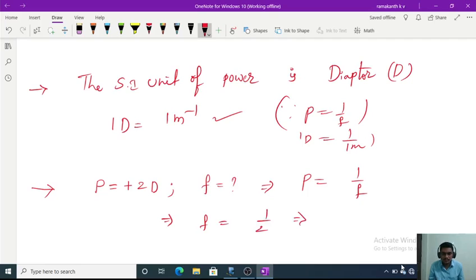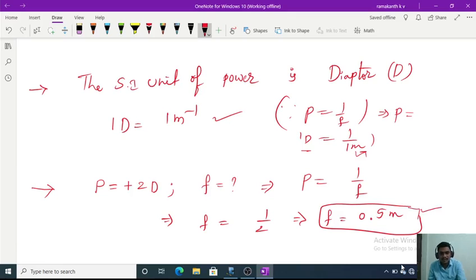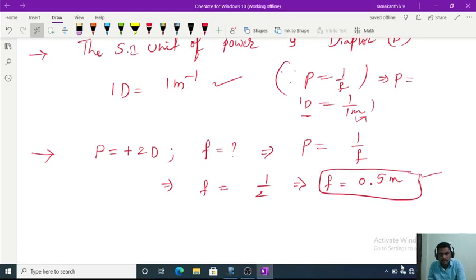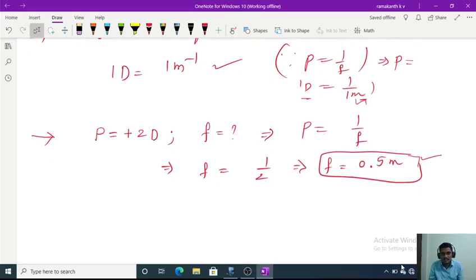So f is equal to 0.5 meters. This expression of power will be in diopters only when the focal length is in meters. So when we are using power in diopter, we will definitely get focal length in terms of meters, not in centimeters. Why? Because 1 D is equal to 1 meter inverse. When you put the value of power in diopters, we will get focal length in meters only. When you convert into centimeters, you will get 50 centimeters.